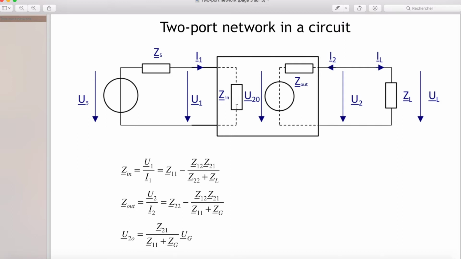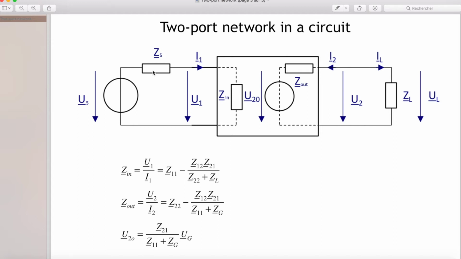Zin is the impedance seen at the input when the output is loaded by an impedance. Then Zout is the output impedance and is equal to U2 out of I2, or also equal to this. And this is the impedance seen at the output when the input is closed by the impedance of the source.